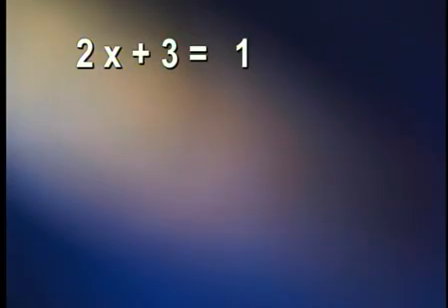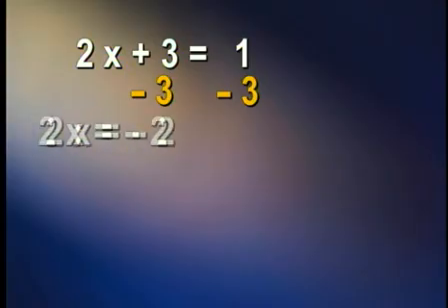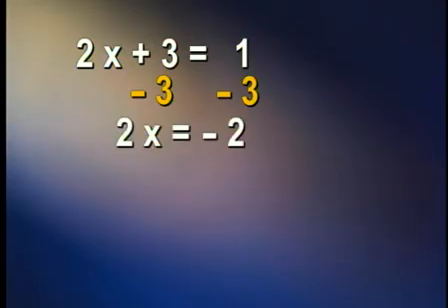We have 2x plus 3 equals 1. Notice that the first thing we do is to isolate the variable term. That is to get the 2x by itself. We do this by subtracting 3. And once again, since we subtracted 3 from the left side, we must also subtract it from the right side. The left side becomes 2x, and the right side, 1 minus 3, is negative 2. Again, our knowledge of subtracting integers is quite important here.